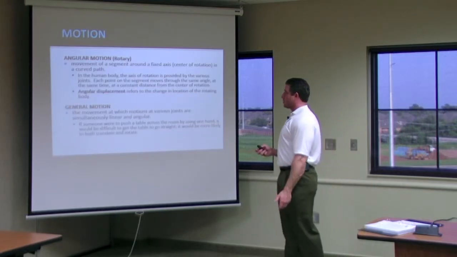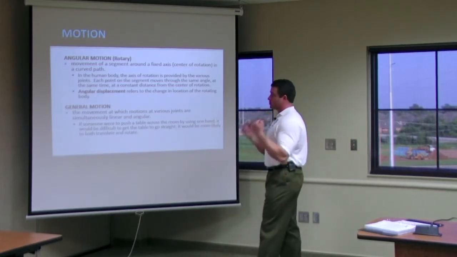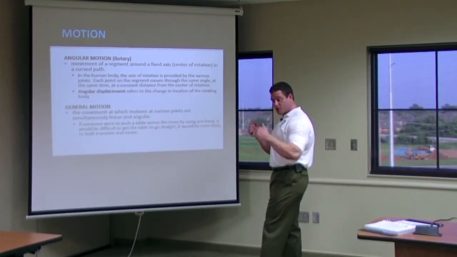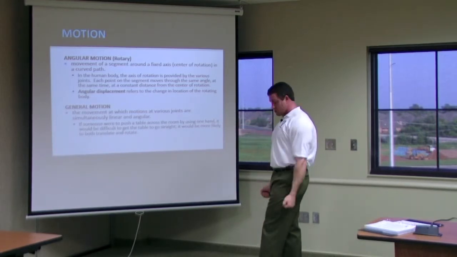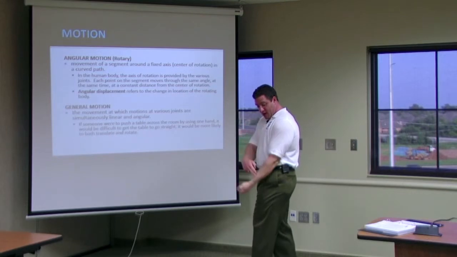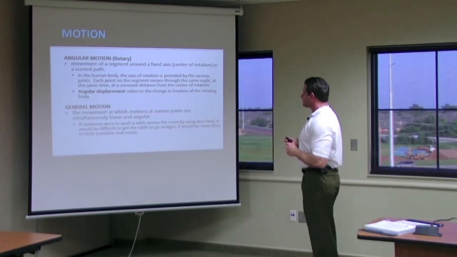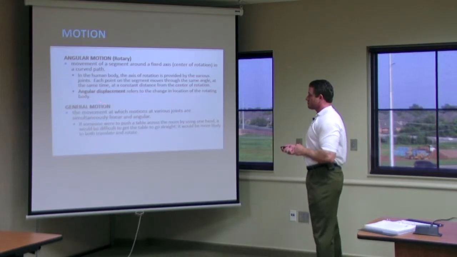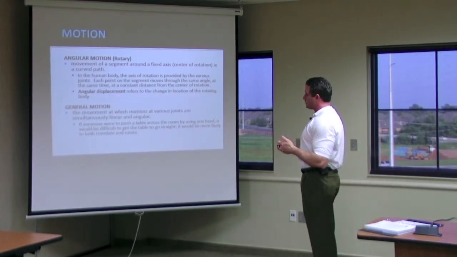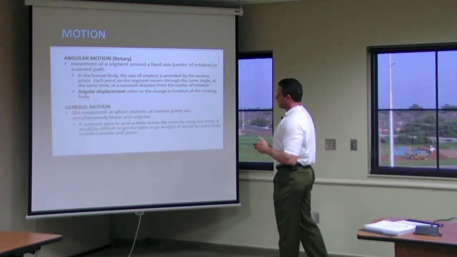Angular motion, or rotary motion, would be in terms of an arm curl. It's a curved path of motion, as opposed to linear, which is a straight path. So you do an arm curl, you have angular motion, a curving path. It's not just a straight line like a bench press. And when we talk about displacement with an angular motion, angular displacement refers to the change in location of the rotating body.